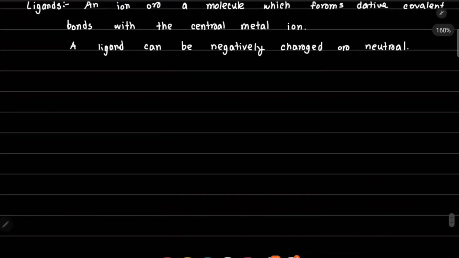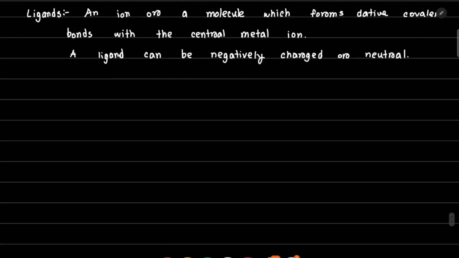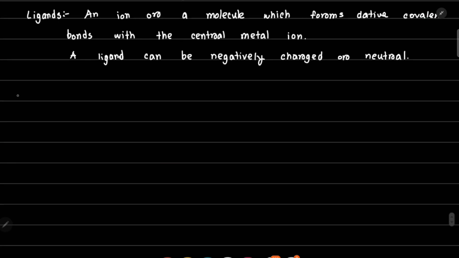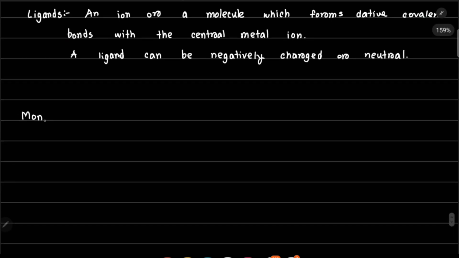Now we'll learn about 3 types of ligands. One is a monodentate ligand, so a ligand which can only form one dative covalent bond with the central metal ion. Bidentate ligands are those ligands which can form 2 dative covalent bonds with the central metal atom or ion, and a hexadentate ligand can form 6 dative covalent bonds. So monodentate ligand.